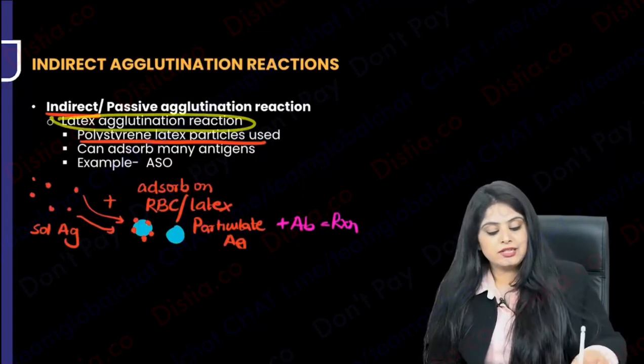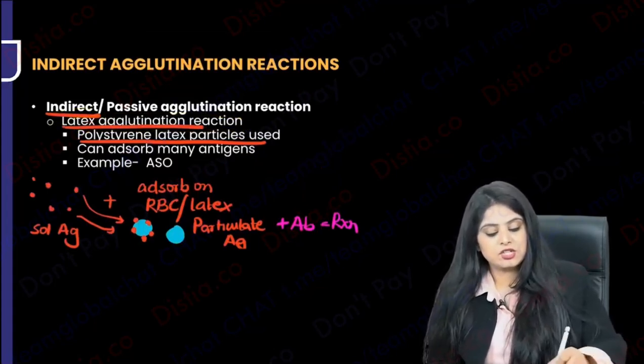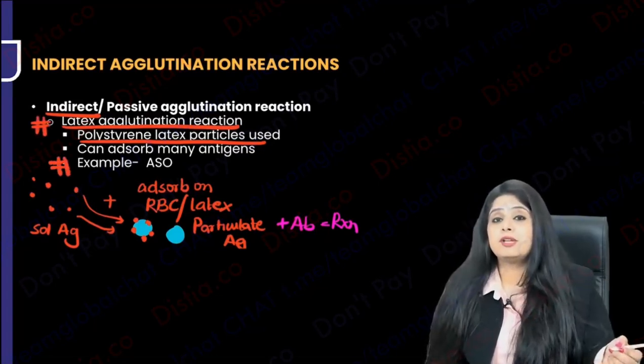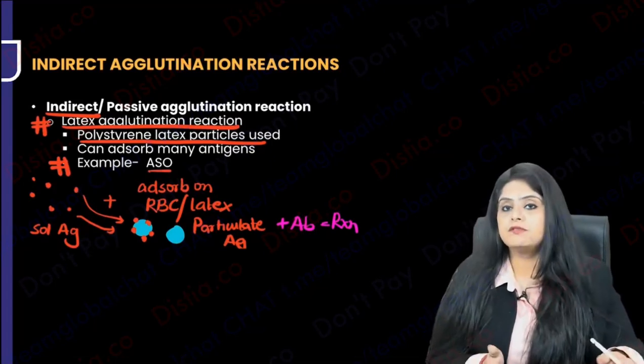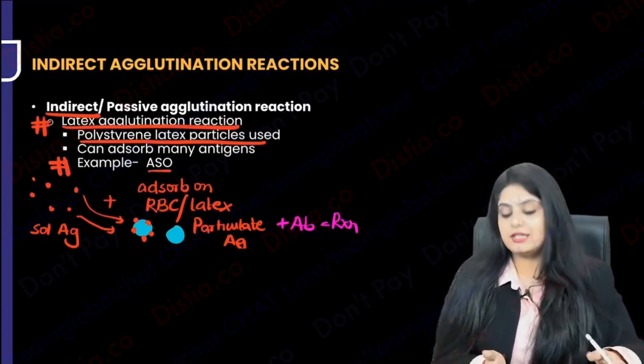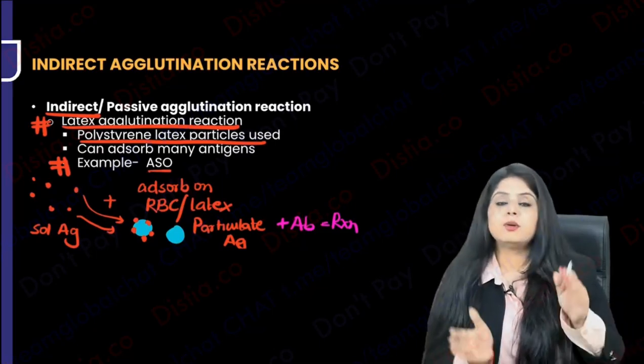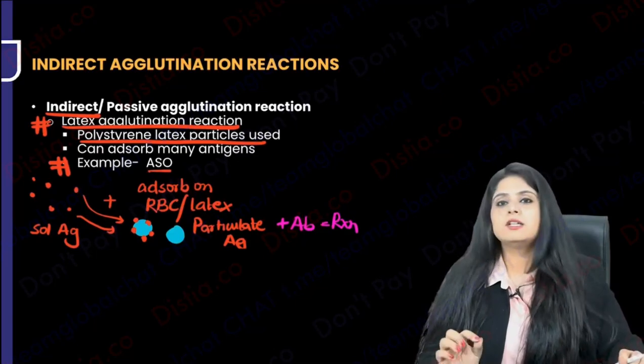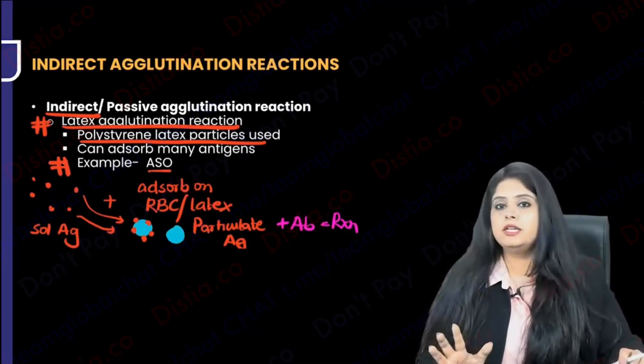And one very important test is the latex agglutination reaction. Latex agglutination test, for example, can be used for anti-streptolysin O antibodies. That means for streptococcus infection, we are doing latex agglutination testing. Okay, with everyone, so your precipitation and agglutination reactions are done. I know it's tough. At 2x speed, you will need a revision.